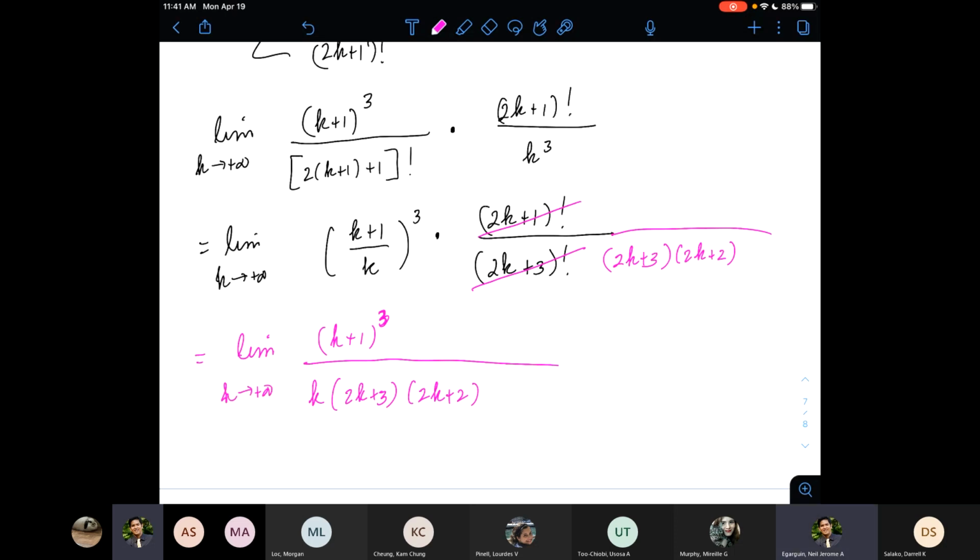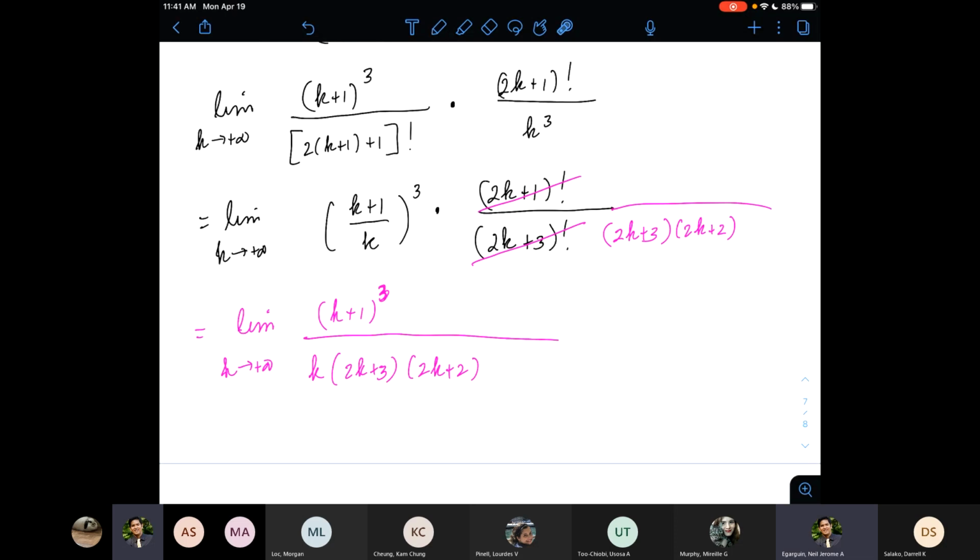And now at this point, we know that the numerator is degree 3, right? And the denominator is also degree 3 because there are 3 k's in there. So we just need to divide coefficients. The coefficient of k cubed in the numerator, when you do the expansion, will just be 1. In the denominator, we have k times 2k times 2k, so that's 4k cubed. So the limit is 1/4, which is less than 1. So by the ratio test, that will be convergent. Okay, Merle?